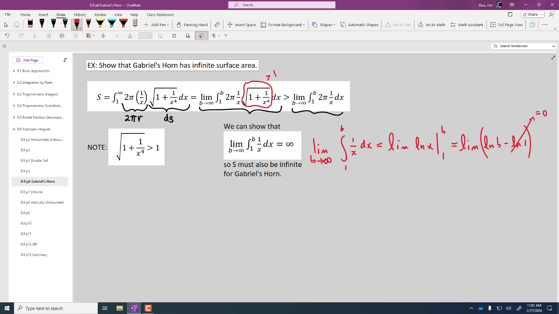So we have the natural log of b, and we're taking the limit as b goes to infinity. That limit is infinity. Natural log is growing, albeit slowly. It's still growing to infinity. So this limit is infinite. So if that limit is infinite, then this has to be infinite, which means the surface area has to be infinite. So therefore, surface area is infinite.